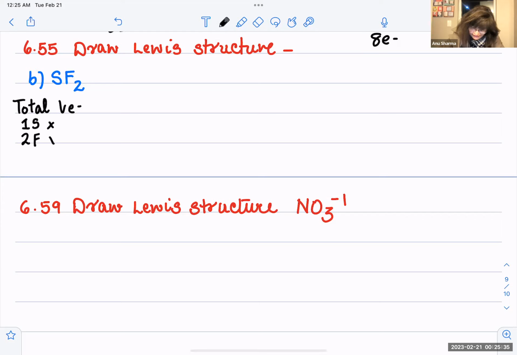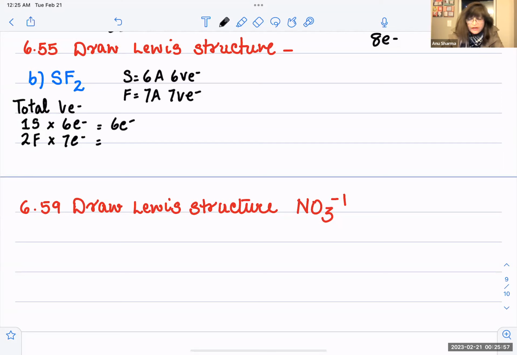Sulfur is bringing 6 electrons because sulfur is in group 6A. Fluorine belongs to 7A, so there are 7 valence electrons, but there are 2 fluorines. So we get 6 electrons from sulfur, and 7 times 2 is 14 electrons from fluorine. So a total of 20 electrons. Now we have to place these 20 electrons. That was our first step.